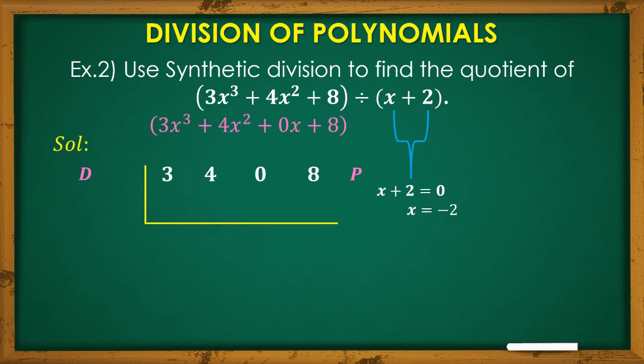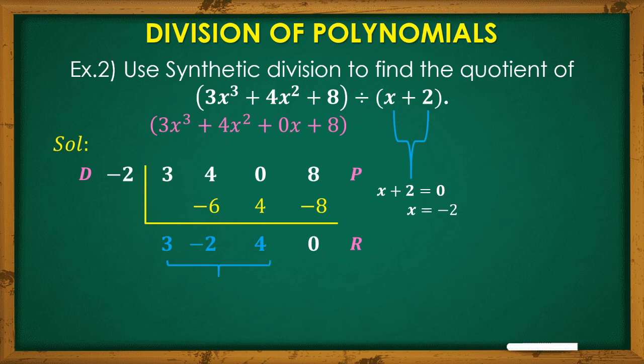And for our divisor, equate to 0. X plus 2 is equal to 0, then x is equal to negative 2. Then, perform the operations. Bring down 3. 3 times negative 2 is negative 6. 4 plus negative 6 is negative 2. Negative 2 times negative 2 is 4. 0 plus 4 is 4. 4 times negative 2 is negative 8. And 8 plus negative 8 is 0. Therefore, we don't have a remainder.